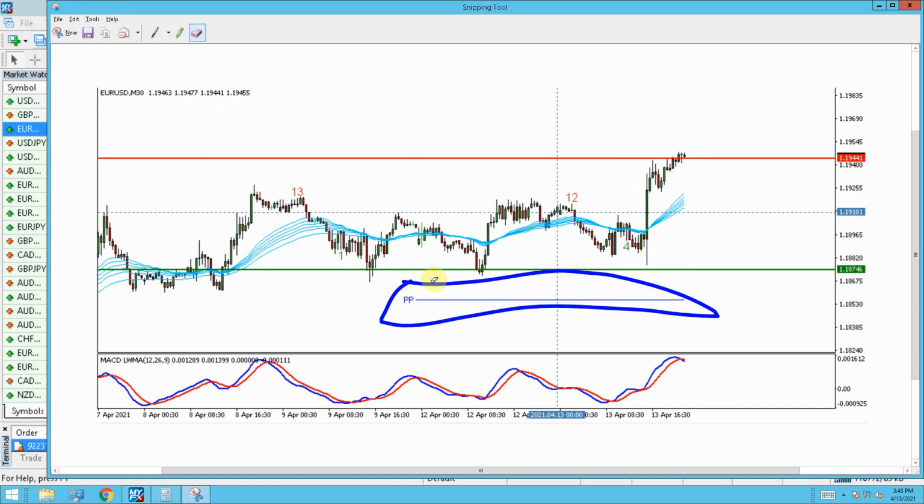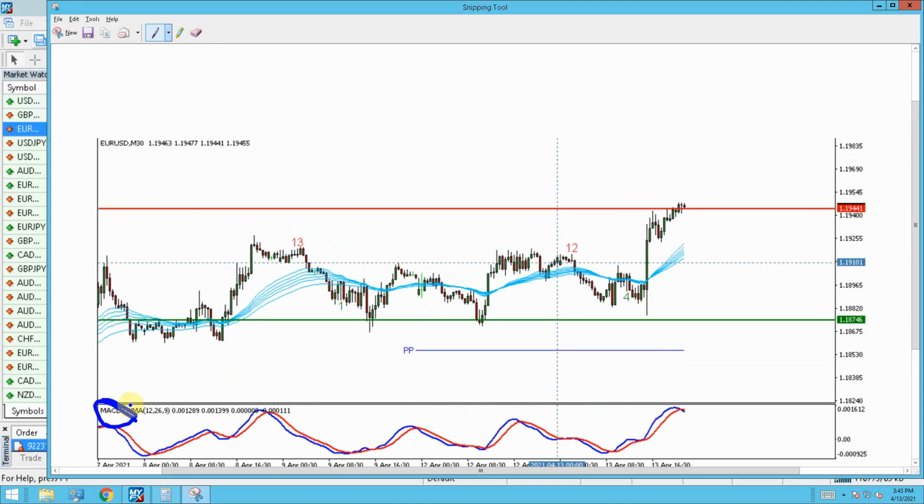The last indicator that I've got is the MACD LWMA. Again, that's all inside the members area if you want to go pick that one up. I use this for divergence purposes and for range trading. I don't really use the MACD much, but it's just generally on my chart.